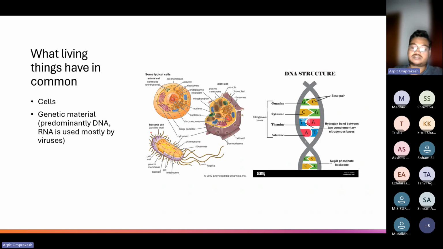Some viruses use RNA for that, but apart from that, almost all life forms across the earth use DNA. So what this tells us is that these four bases, guanine, cytosine, thymine, and adenine, are the same across different life forms. All life forms present on Earth are composed of a different combination of these four bases.